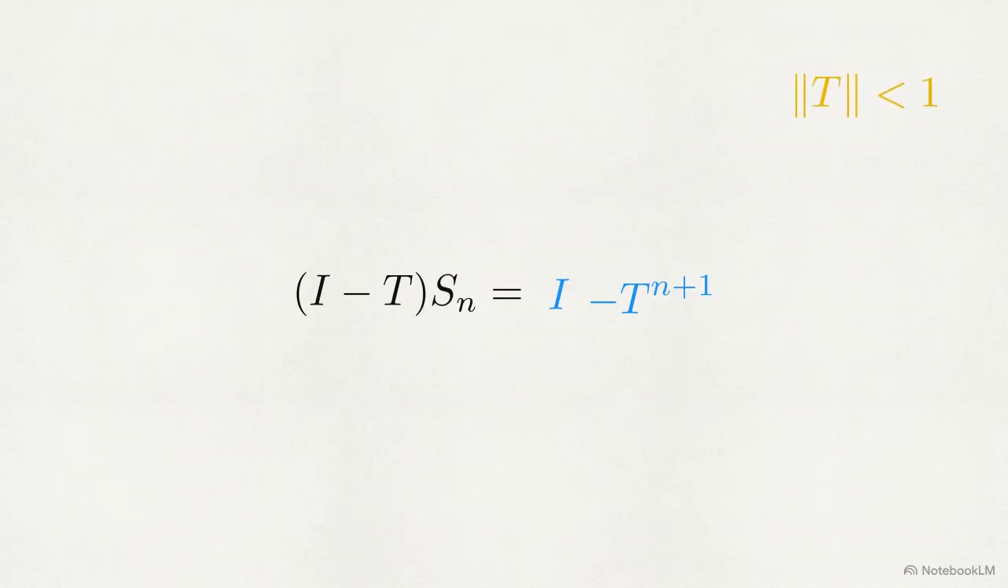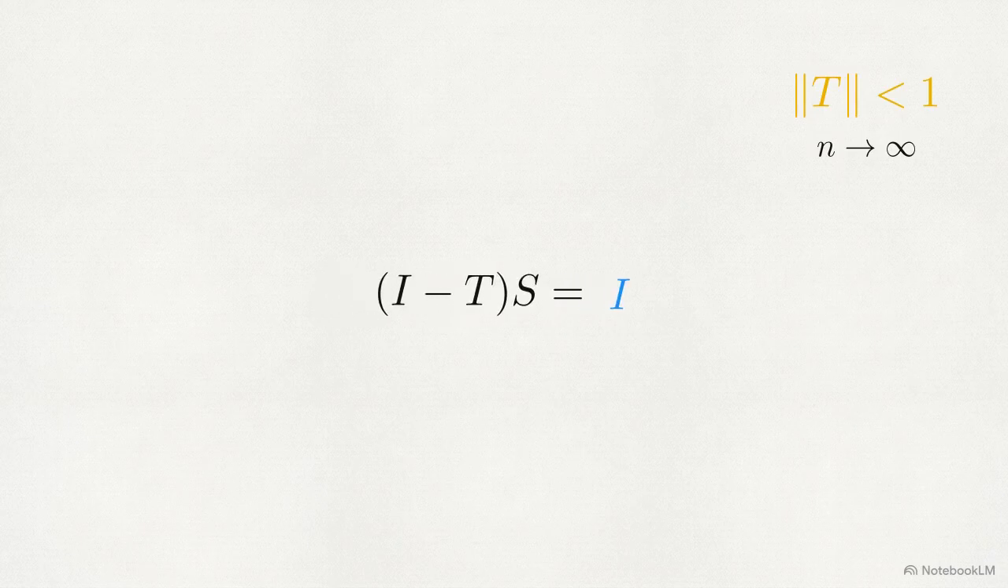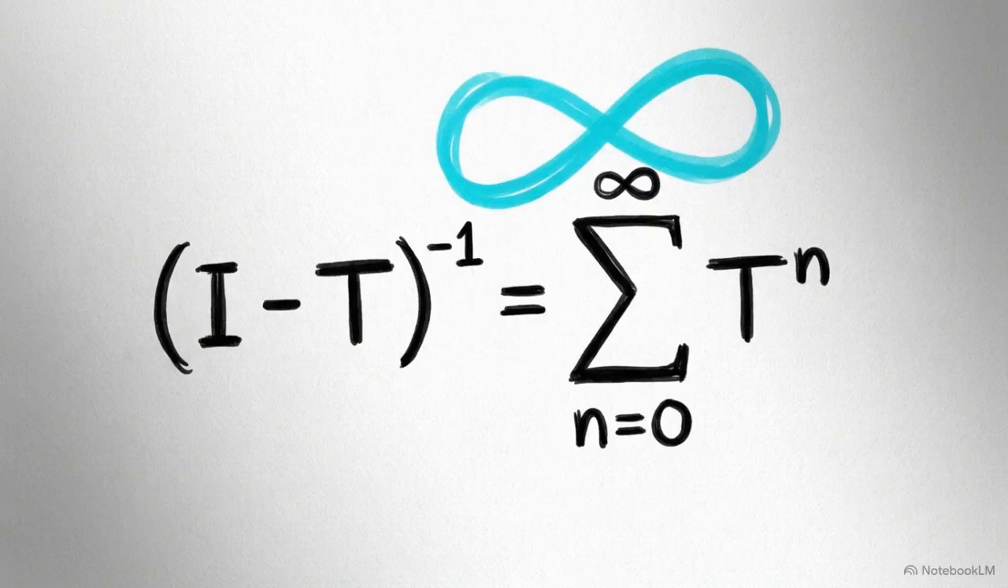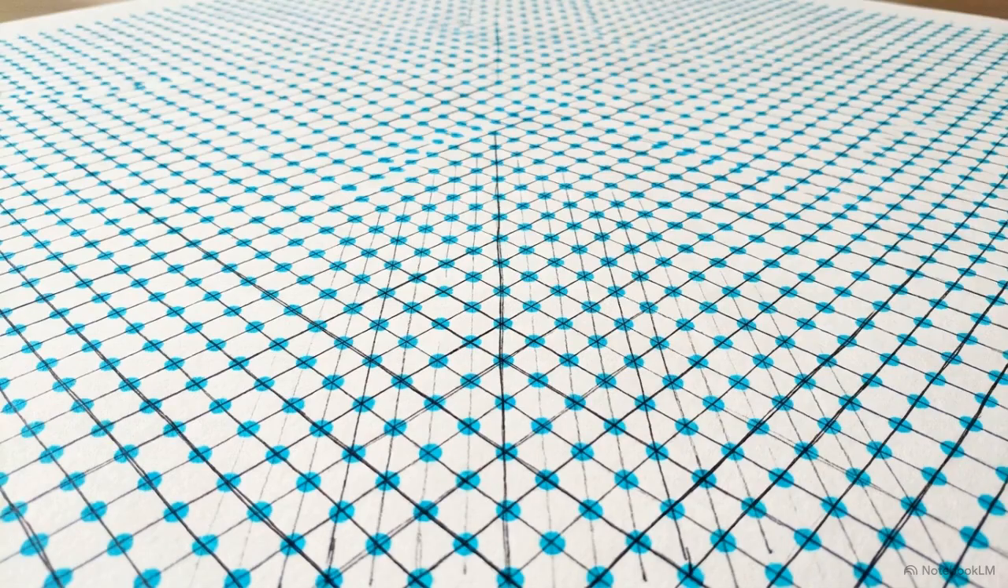Since the norm is less than 1, as n approaches infinity, the term T to the n plus 1 diminishes until it disappears. In a complete Banach space, this absolute convergence confirms that the infinite series, the Neumann series, defines the inverse operator. This convergence provides the analytical basis needed to determine invertibility across the complex plane.